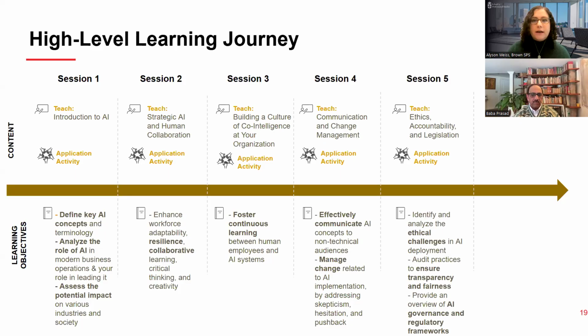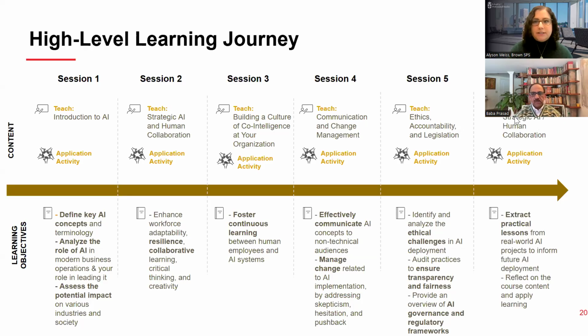Session five will focus on ethics, accountability, and legislation. And this is also a session that we feel very passionately about because we think that AI ethics is a field that is quickly emerging, but that there hasn't been that much developed on just yet. And it's very important. So in this one, you'll learn how to identify and analyze the ethical challenges in AI deployment, audit practices to ensure transparency and fairness, and provide an overview of AI governance and regulatory framework. So what is already out there and what do we anticipate could be coming?